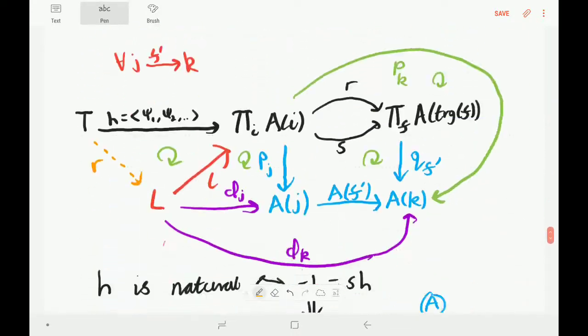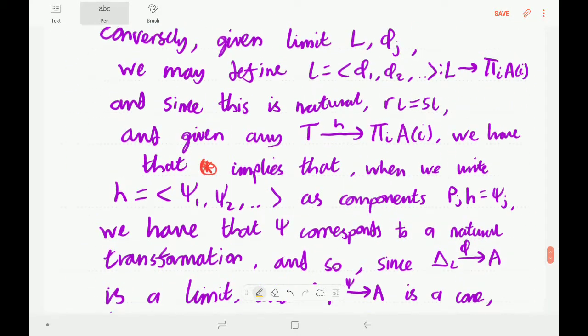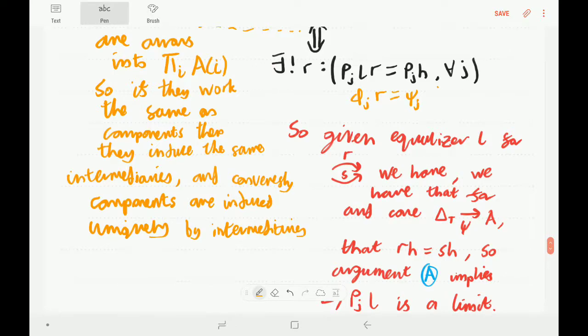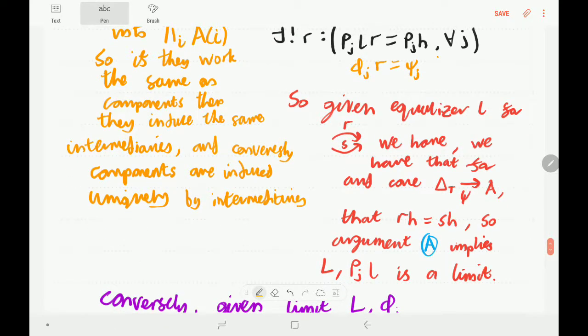So now the other thing that we need to show is that this plays nicely with other cones. So let's suppose, we've assumed that we have an equalizer. We've now shown that that corresponds to a cone with these natural transformation components, pj after L.